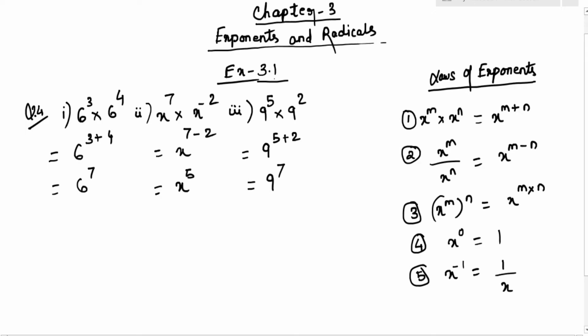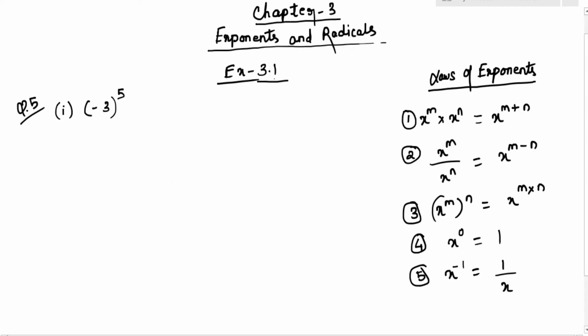Now coming down to the next part, the fourth one, that is 10 to the power 8 into 10 to the power 5. Now again base is same, the power is different, but the sign is of multiplication, so power will add. 8 plus 5, that is 10 to the power 13. Now next is, we need to calculate the value. Here it is given minus 3 whole to the power 5 will become how much. So first we'll write down 5 times, minus 3 into minus 3 into minus 3 into minus 3 into minus 3.